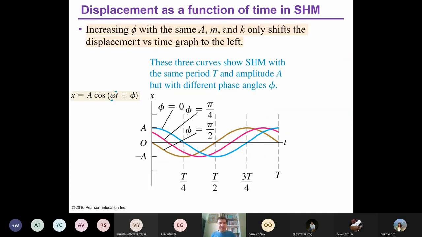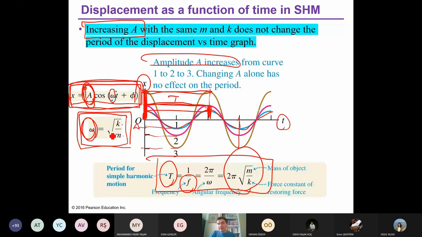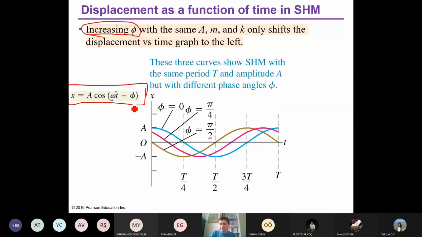Now, let me discuss the effect of phase angle phi on the XT graph and also on the period. So, look at the equation of period. Period does not depend on the phi angle. Angular frequency does not depend on the phi angle, but X depends on the phi angle. This is the phase angle I have explained in the previous transparencies.